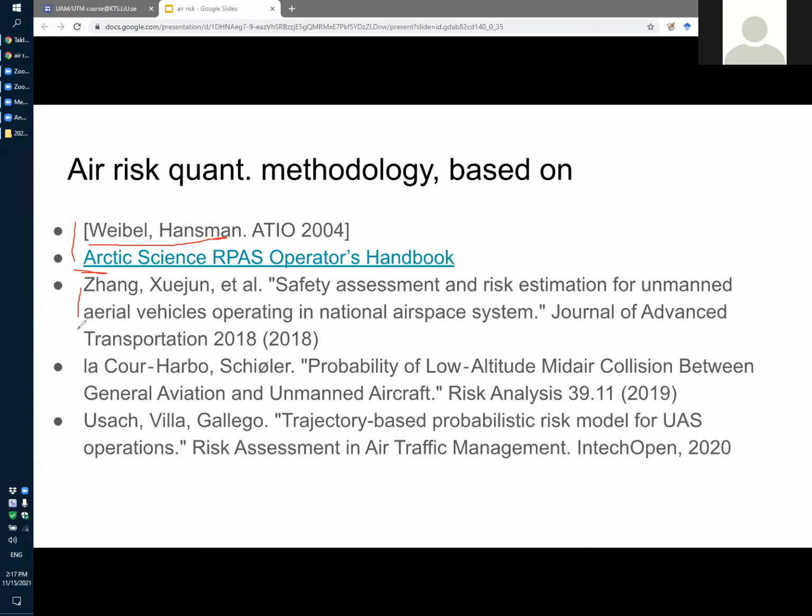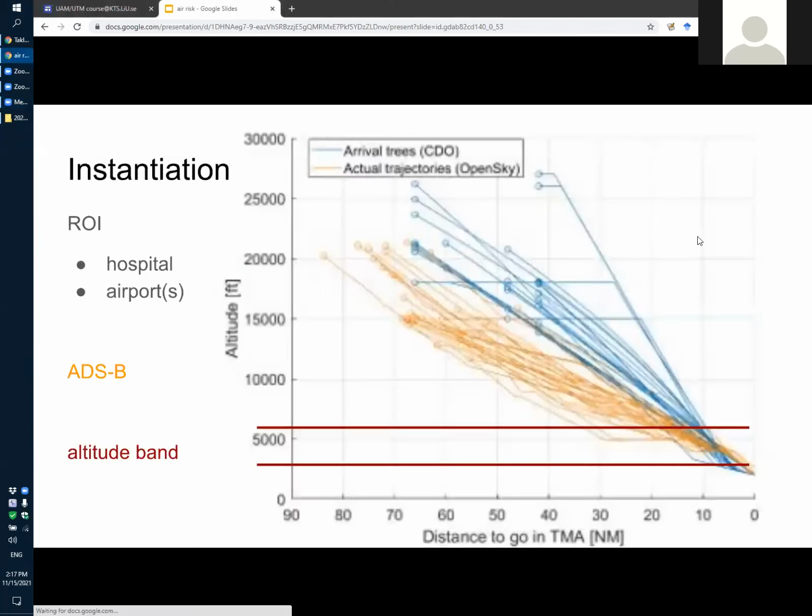It makes sense. But there are also a few papers, few works that specifically address the air risk, and they all more or less have the same kind of methodology. So what is it about? So we look at the flights in the vicinity of an airport or of a city.